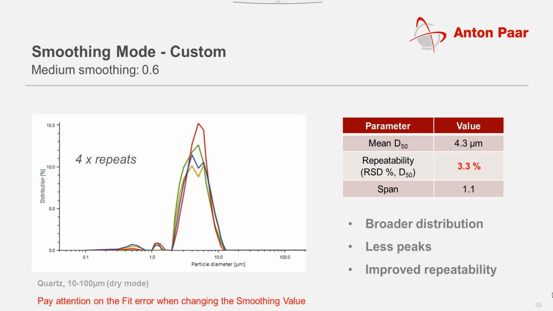However, by increasing the smoothing, at some point, the fit error increases as well. This means that the difference between measured and theoretical data becomes bigger. Therefore, the fit error also increases. For this reason, keep an eye on the fit error when increasing the smoothing.